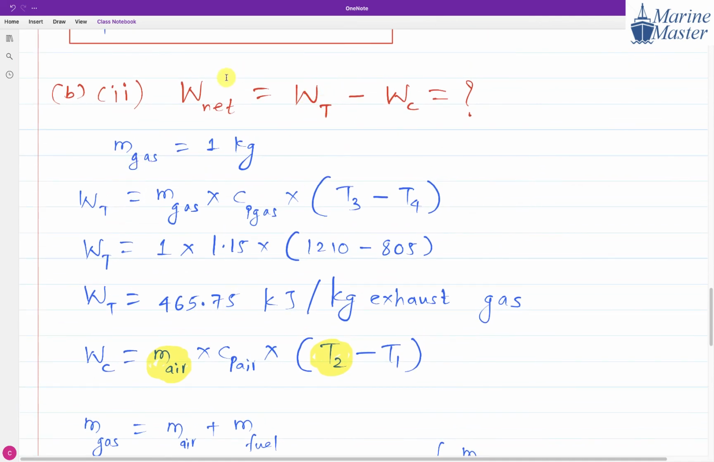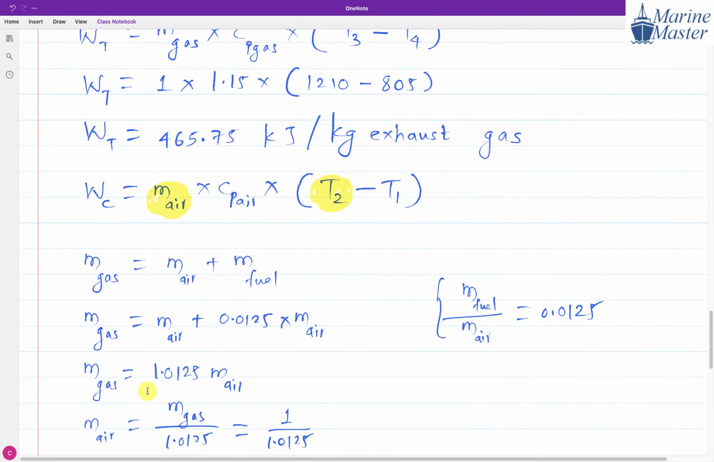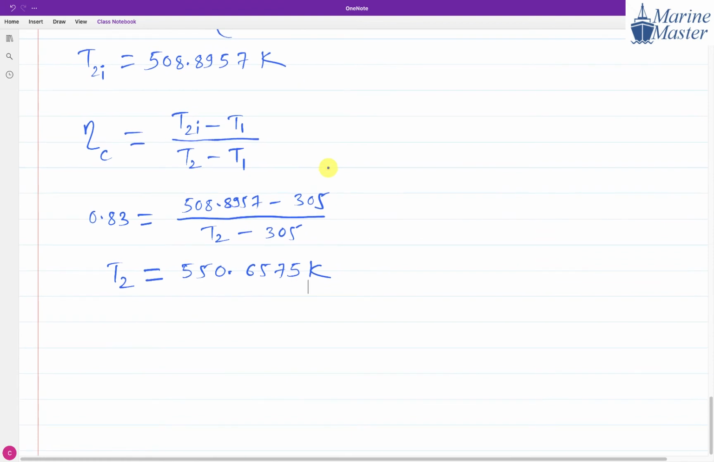And don't forget the target. Our target is to get the network output, and that will be WT minus WC. We already got the WT. We need WC, and to get WC we need the mass of air and T2. Mass of air we calculated, guys, 0.9877. And we have now calculated T2 also. Now we can easily calculate WC.